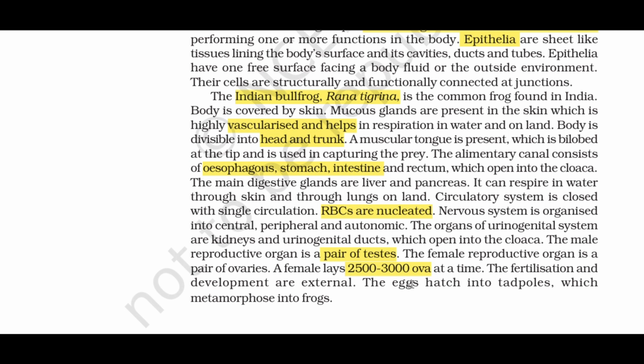The fertilization and development are external. The eggs hatch into tadpoles, which metamorphose into frogs.